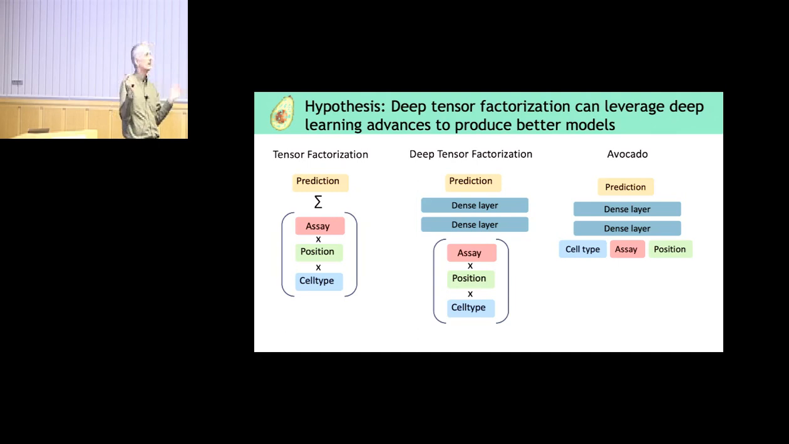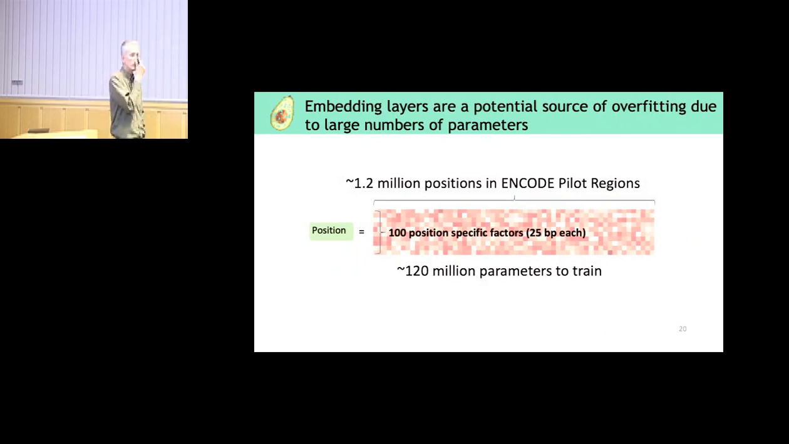And this has the nice side benefit that we no longer have to have the same latent dimensionality for the different kinds of factors. So you could have, for example, more factors for cell type than you have for genomic position. And that turns out to be quite helpful. In particular, for the genomic position, this is where the bulk of the parameters of this model are, because even though we're doing this at 25 base pair resolution, there are still a lot of positions, even if we're only looking at the pilot regions of the genome, which is the 1% of the genome that ENCODE focused on initially.